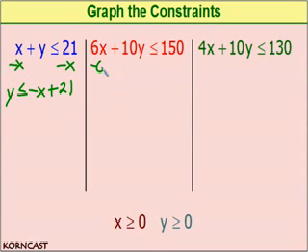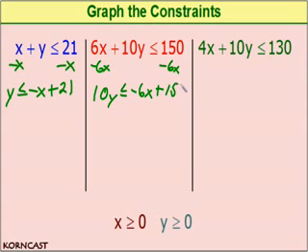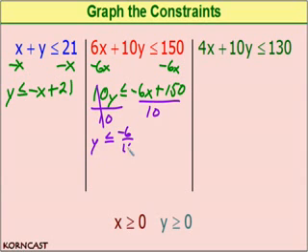Okay, the next one I'm going to subtract a 6x from both sides. And that's going to give me 10y is less than or equal to negative 6x plus 150. Next thing I must do is divide both sides by 10. And I must remember that when I divide by 10, I need to divide everything by 10. So I'm going to get negative 6/10 times x plus 150 divided by 10.